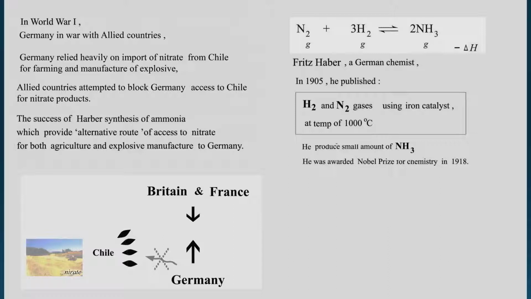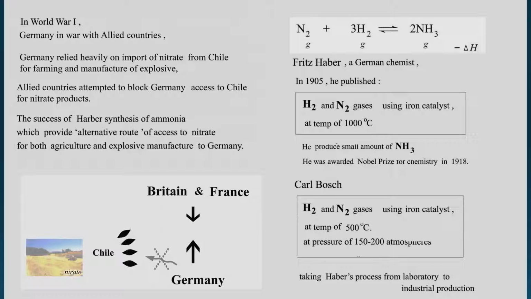And so this is a laboratory success. Could he make mass production? No way. Too much energy, too little product. But he won the Nobel Prize because he did succeed in making it.